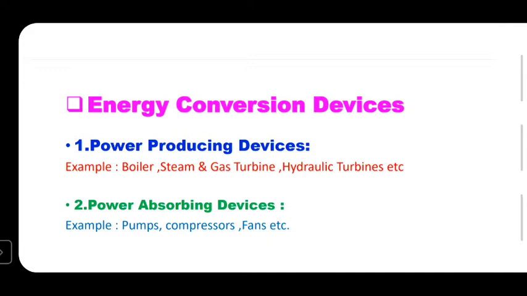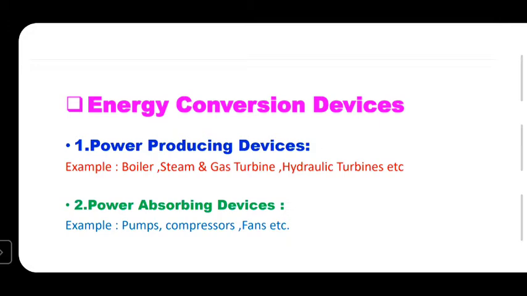Energy conversion devices. Actually, what happens in case of energy conversion? Already we have discussed the law of energy conservation: energy can neither be destroyed nor be created. It can be converted from one form to another. Now we have to discuss the hydroelectric power plant, where there is also energy conversion. In a thermal power plant, there is also energy conversion. Also in a wind energy power plant, energy conversion takes place.